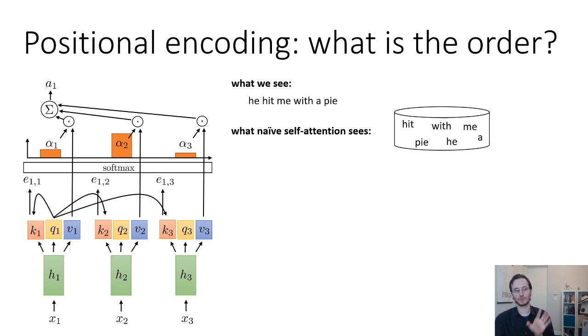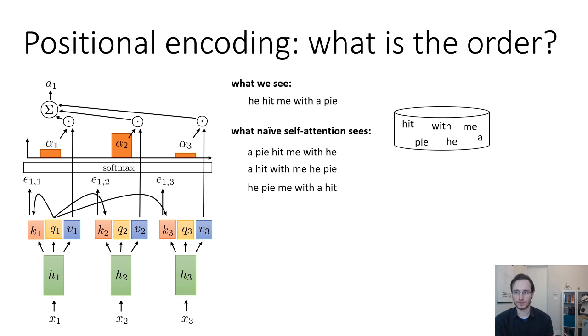This is very different from a recurrent model, because a recurrent model looks at the words one at a time, and it remembers which words it saw before, and therefore it can actually remember their order. So a recurrent model understands that the word "hit" follows the word "he," but a self-attention model, at least naively as we've discussed it here, does not understand this.